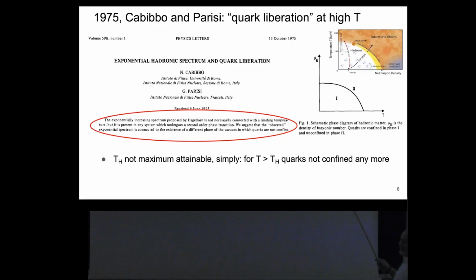This was the phase diagram, which was drawn by Cabibbo and Parisi. Interestingly, the first one had the temperature on the x-axis and the baryon density on the y-axis. This is a modern, let's say, still artistic view of the same thing, but from then on, temperature has always been on the y-axis.